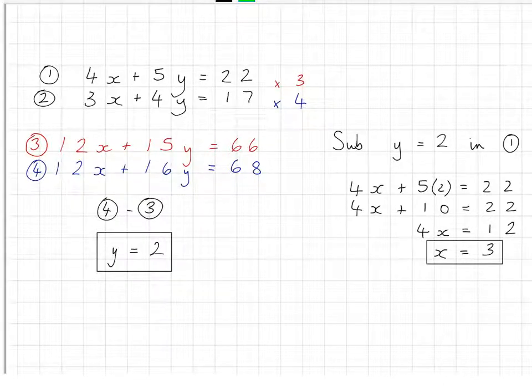Okay, this is how I would assess work on simultaneous equations as a teacher or as an examiner. So the first thing you'll notice in this solution is that the x's have different coefficients and the y's have different coefficients. So you'll get 1 mark given for trying to get the x coefficients or the y coefficients to match up. It doesn't matter which way round.